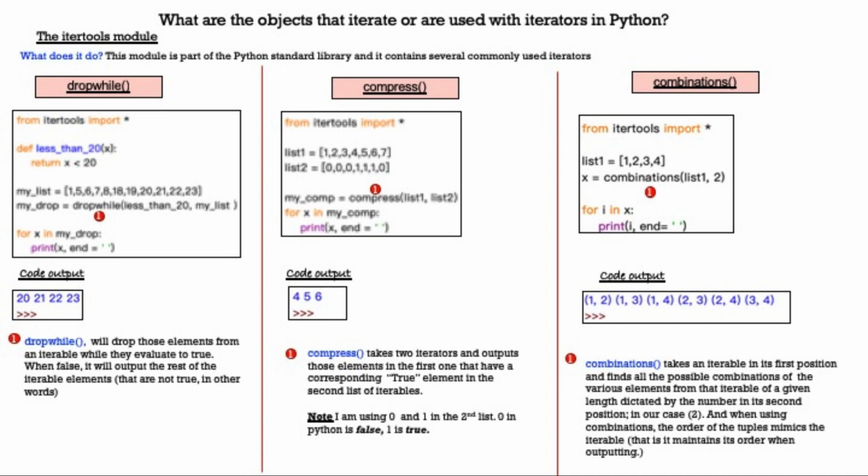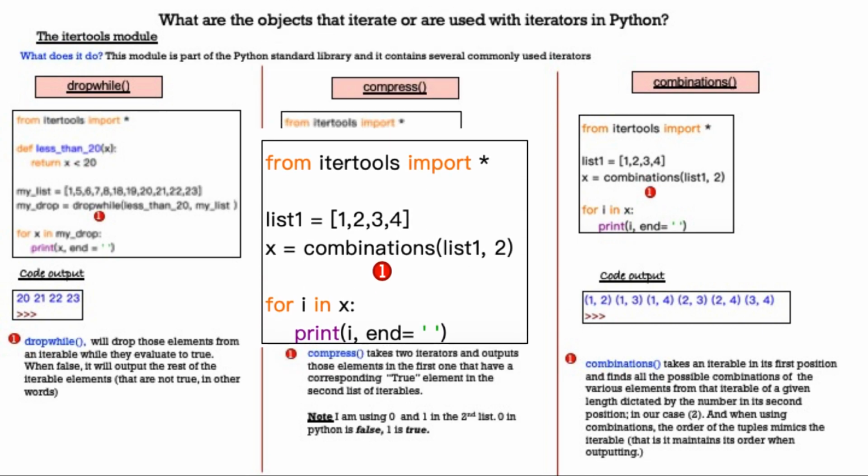All right, combinations. So what do we have here? Combinations takes an iterable in its first position and finds all the possible combinations of the various elements from the iterable of a given length dictated by the number in its second position. In our case, the second position is 2, right? The first position, we have list 1, our iterable. And when using combinations, the order of the tuples mimics the iterable. That is, it maintains its order when outputting.